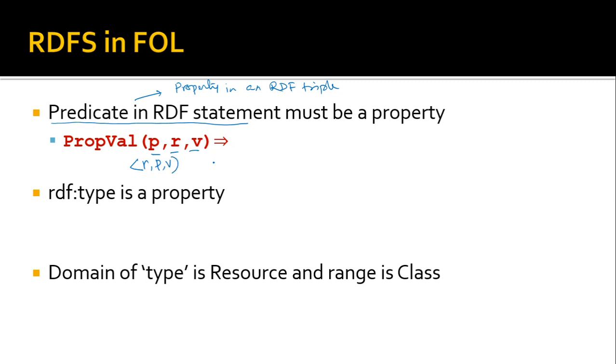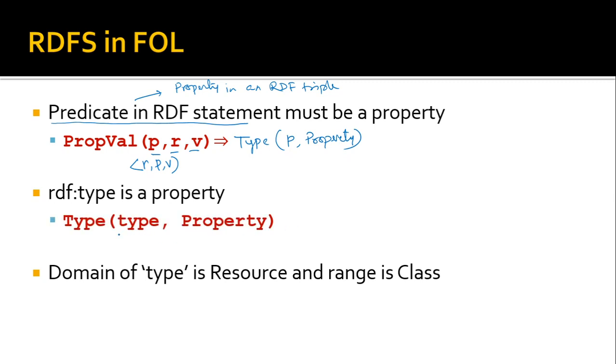If you have something like this, you can say that P is of type property. Now, how do you say that RDF type is a property? Basically, you say that type of type is property. So this is representing this triple.